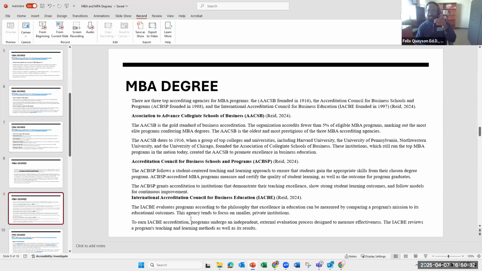Since it was founded in 1916, the AACSB is the oldest and most prestigious of the three MBA accrediting agencies. The Harvards of the world, the UPenns, the Northwesterns, the University of Chicago, these are the schools that founded the Association of Collegiate Schools of Business. So they founded that accreditation agency, and these schools still run as the top MBA programs in the nation, in the US.